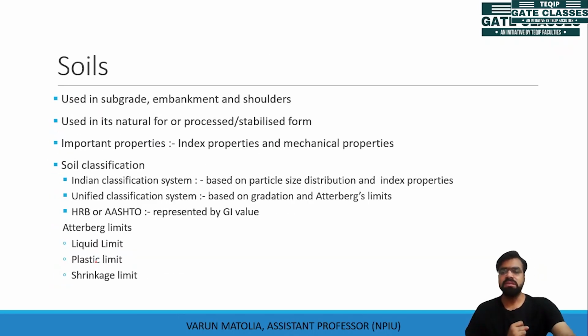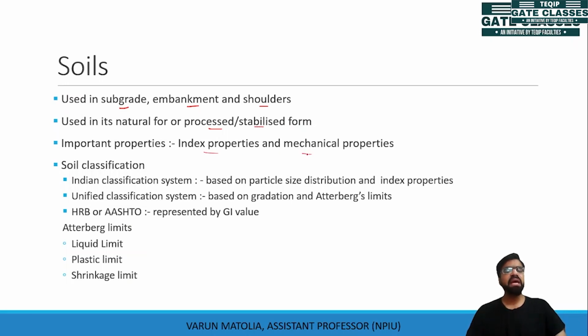Let us start with soils. Soils are used in subgrades, embankments, and shoulders. They are used in processed or stabilized form or in natural form. If soil is stable enough to sustain the moving loads, then we are in a condition to use that natural soil. But if it is not stabilized, it is not in the condition to be used as it is, we have to process it. That's why we use it in processed or stabilized form.